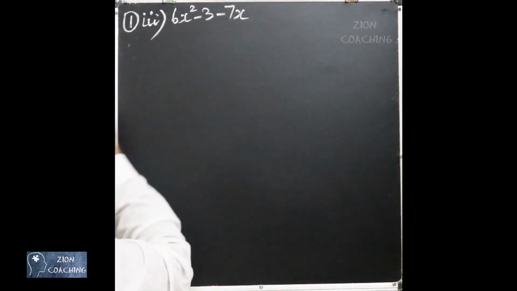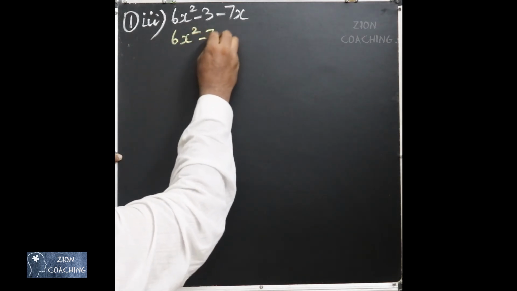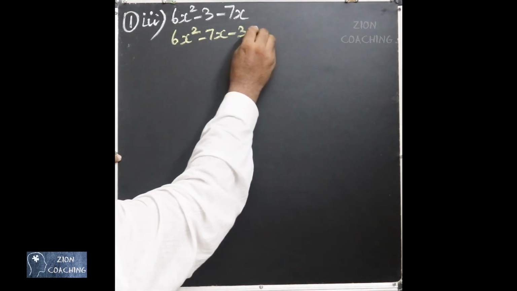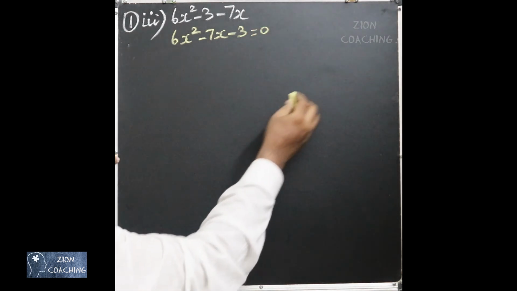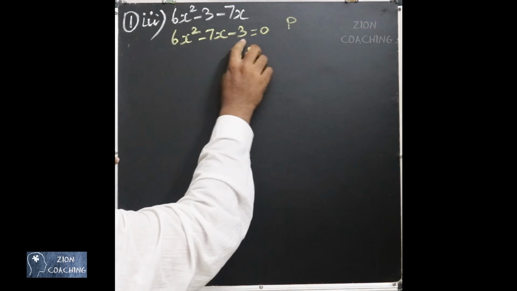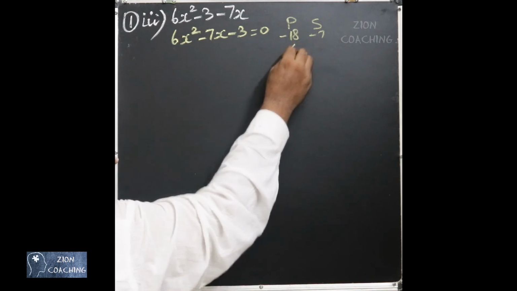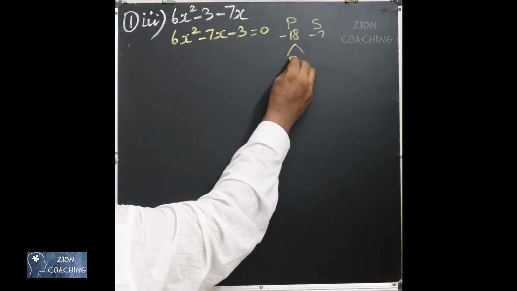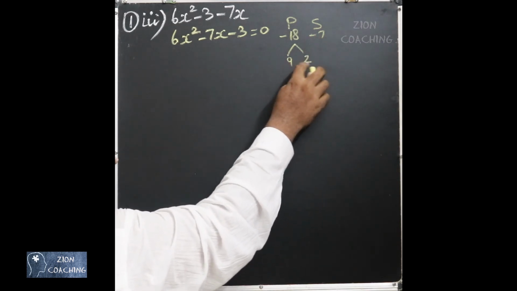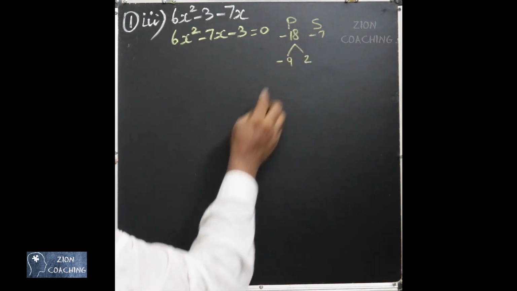Writing this given quadratic polynomial in general form, we have 6x squared minus 7x minus 3. We equate this to 0 to find the zeros of the polynomial. Now the product term is a into c value, 6 into minus 3 is minus 18, and the sum term is minus 7. So the factors are 9 and 2. When you subtract them, 9 minus 2 is 7, but the symbol is minus here, so the bigger number is going to have the negative symbol.